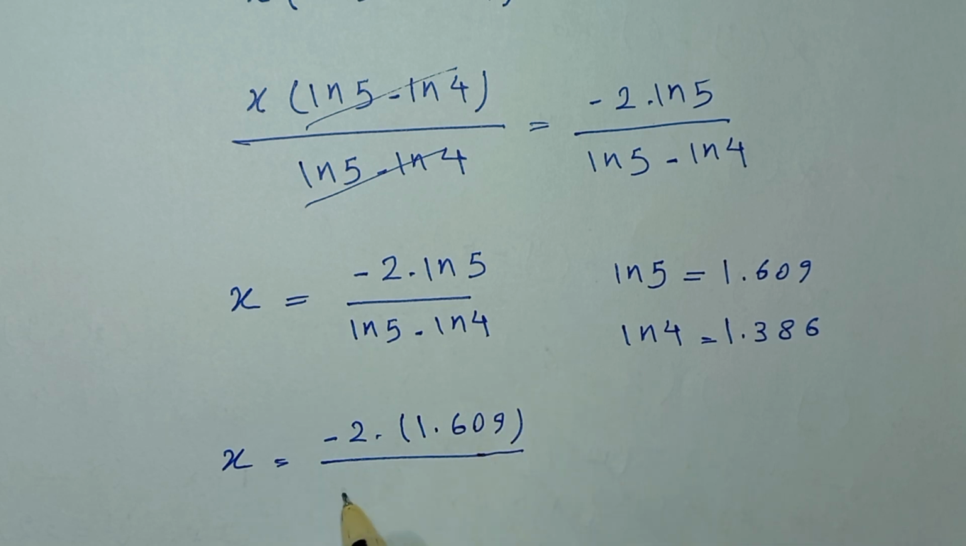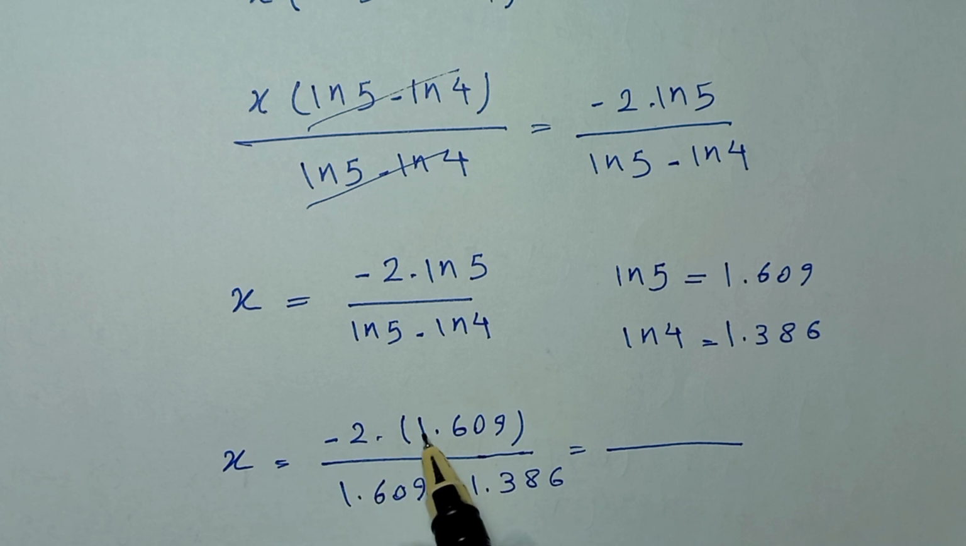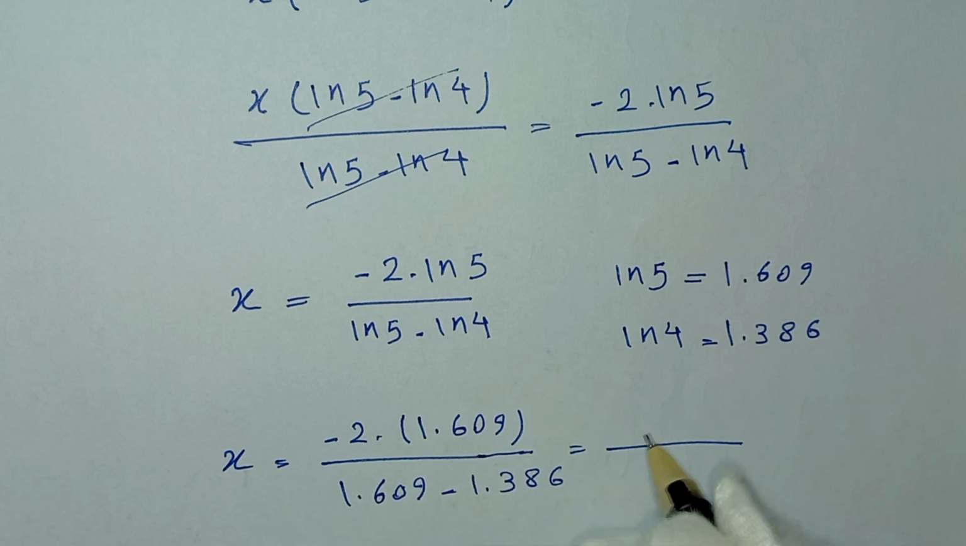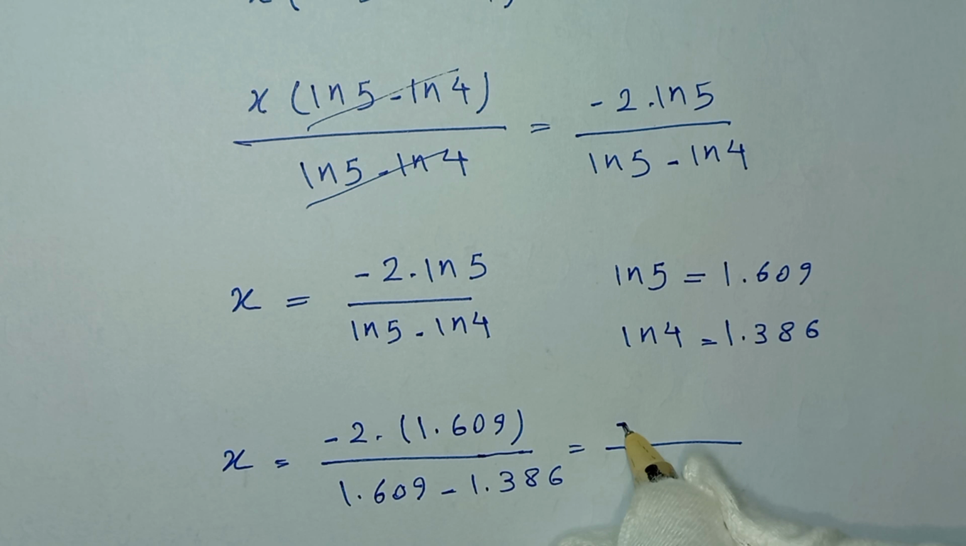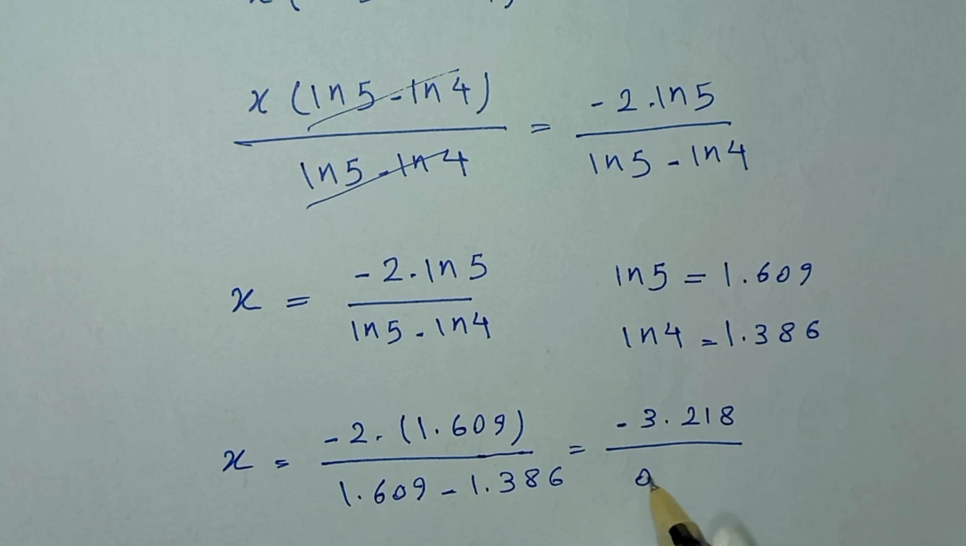ln of 5 is 1.609 minus 1.386, and it will be 2 times 1.609 is minus 3.218, and here it is 0.223.